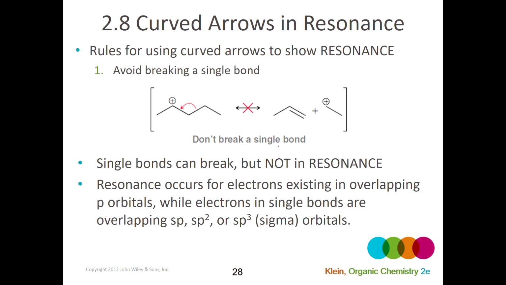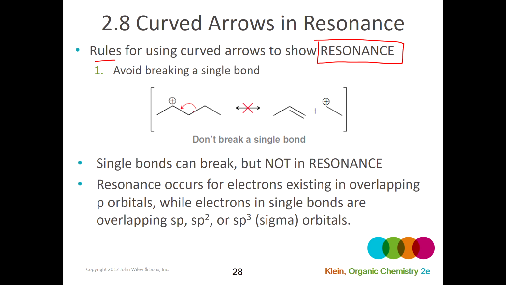Guidelines for curved arrows. Rule 1. And these are only the rules specifically right now. We're just talking about the resonance. So even though there are many instances where sigma bond or single bond electrons will shift around, that's not going to be happening in resonance.